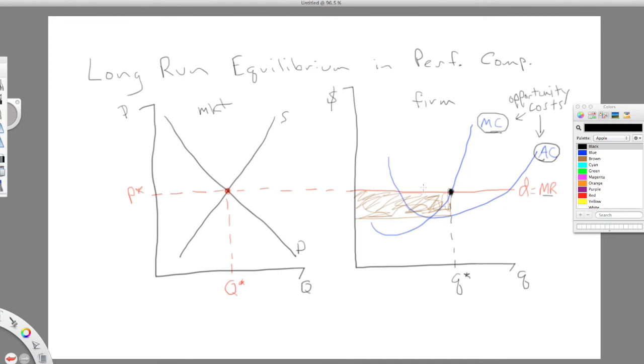So when we notice that this firm is earning positive profits, that the price, the red line, exceeds average cost at the optimal quantity, so we have this brown area which is positive profit, this is a pretty significant event. It's pretty nice to know that we have these positive profits here.